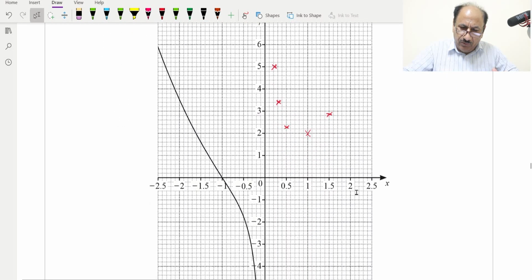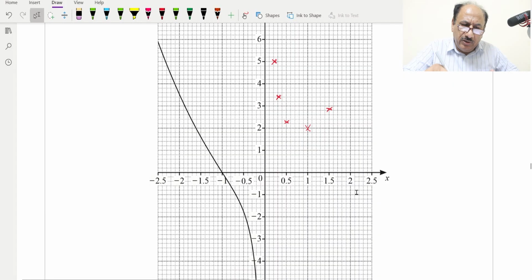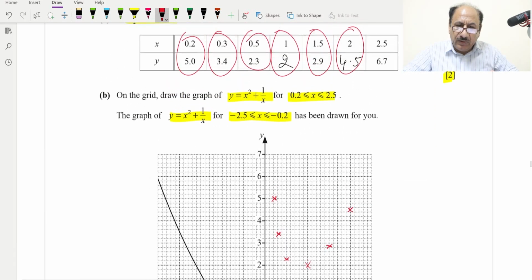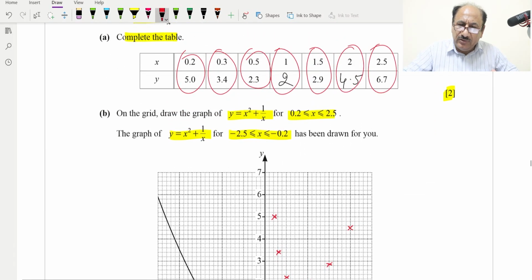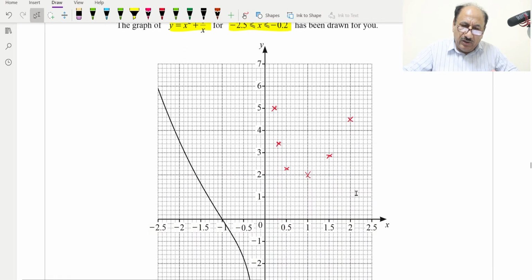So next is 2 and 4.5. 2 and 4.5 will be this mark. Carefully, you will have to mark everything carefully. Next, the last value is 2.5 and 6.7. 2.5 and 6.7 will be this mark.